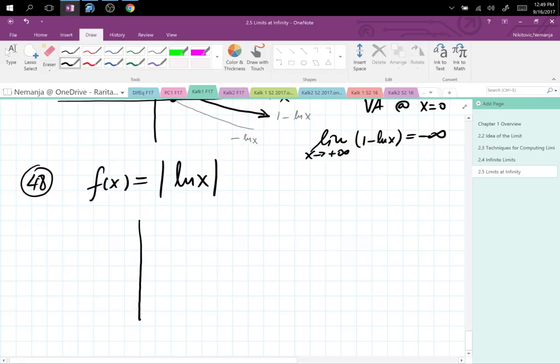What are we going to do for this? How do you graph absolute value of ln x? Like this? Up, yes. So the original function should look like this, right? But then we are not allowed to have a negative piece. That negative piece needs to be above because of the absolute value.